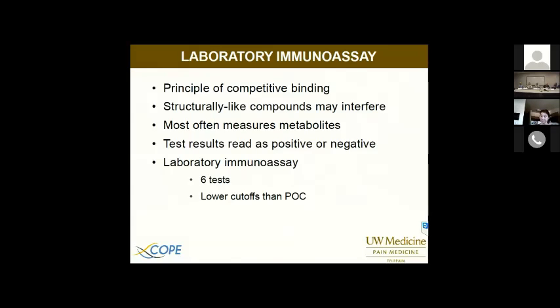And here's the really important thing, and there are 2 or 3 important takeaways. Your test results are going to be read as positive or negative. If it says positive or negative, you don't have confirmatory testing. You have an immunoassay testing. There are 6 different tests, and different labs use different tests. Our lab, for instance, uses a different test for cocaine that is better. We only use an immunoassay test here at the university for cocaine because they feel it's so good, and we'll talk about why in a minute. And there are lower cutoffs for the laboratory immunoassay than with the point of care testing.